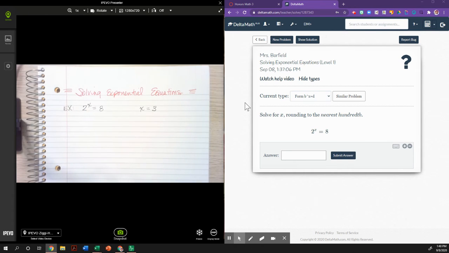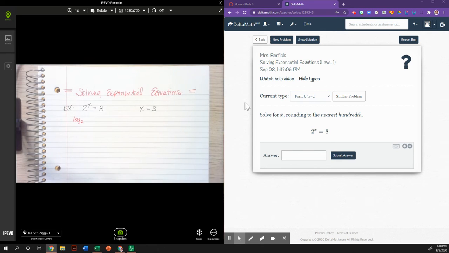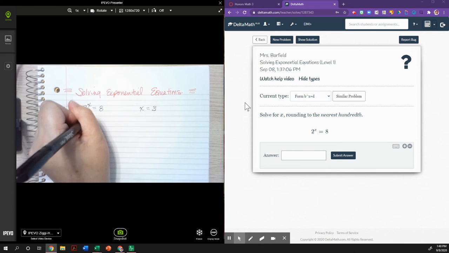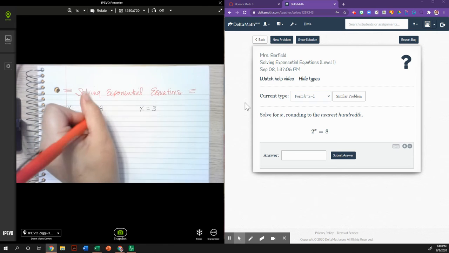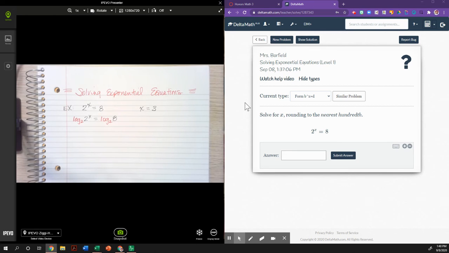Okay. All right, what you do is you take the logarithm of both sides and you take a very particular one. You take the base of this logarithm, okay? What that's going to do is that's going to cancel. So I'm going to say the log base 2 of 2 to the x equals now log base 2 of 8. All right, so this is what I've done to each side.